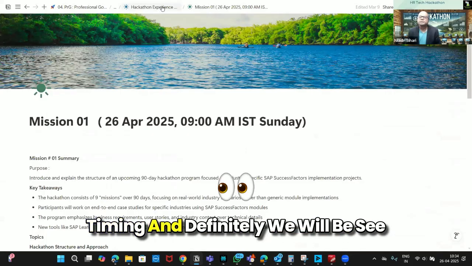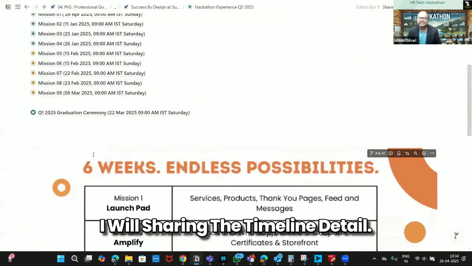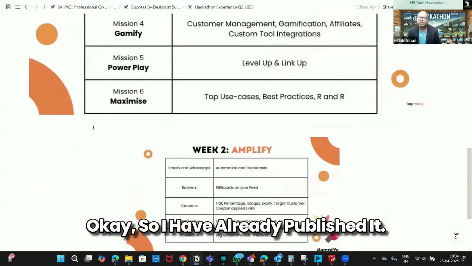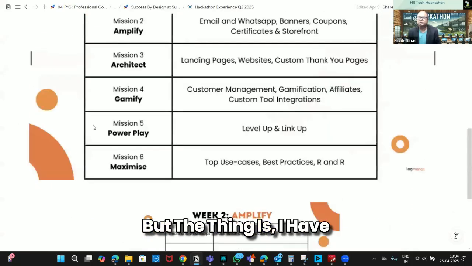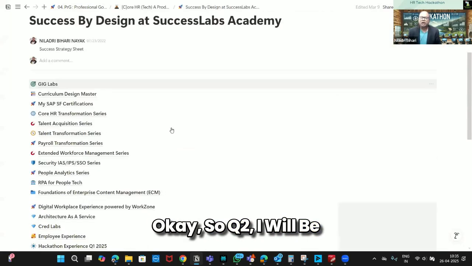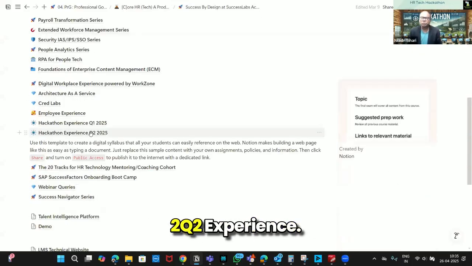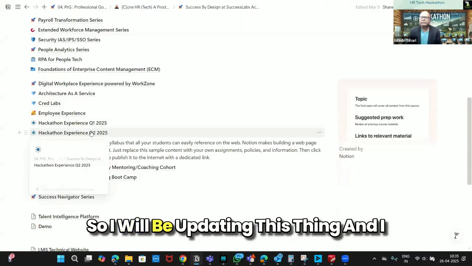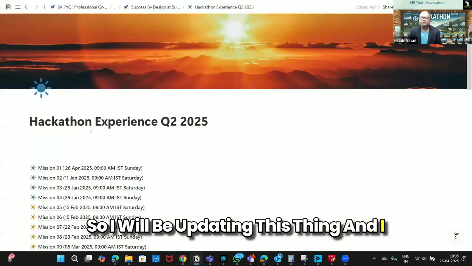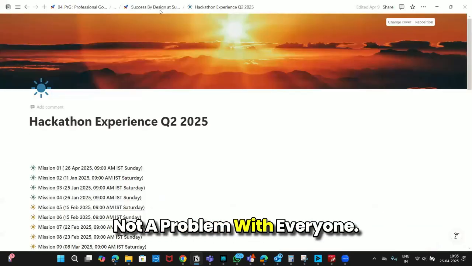Okay, and definitely it will be. I will be sharing the timeline in detail. I have already published it, but I have to change a bit here. For Q2, I will be sharing the curriculum, basically the Hackathon 2 Q2 experience. I will be updating this and sharing it with all of you, this calendar.